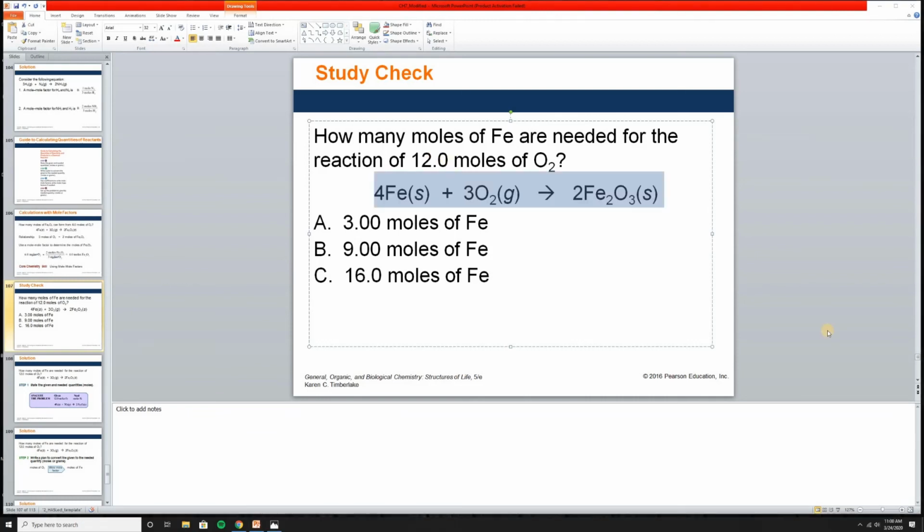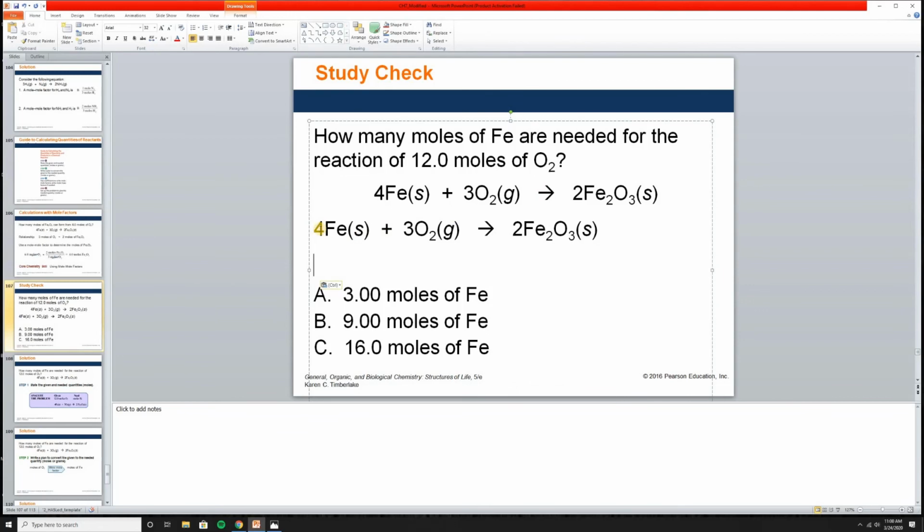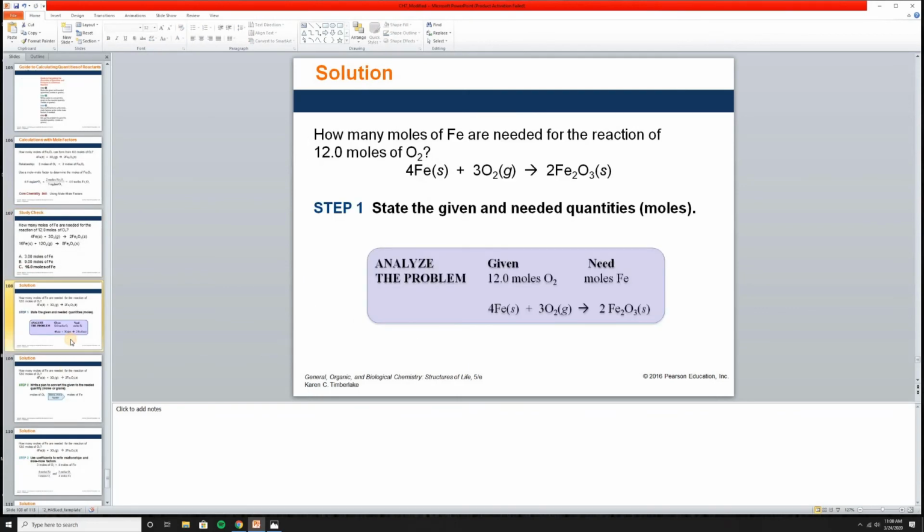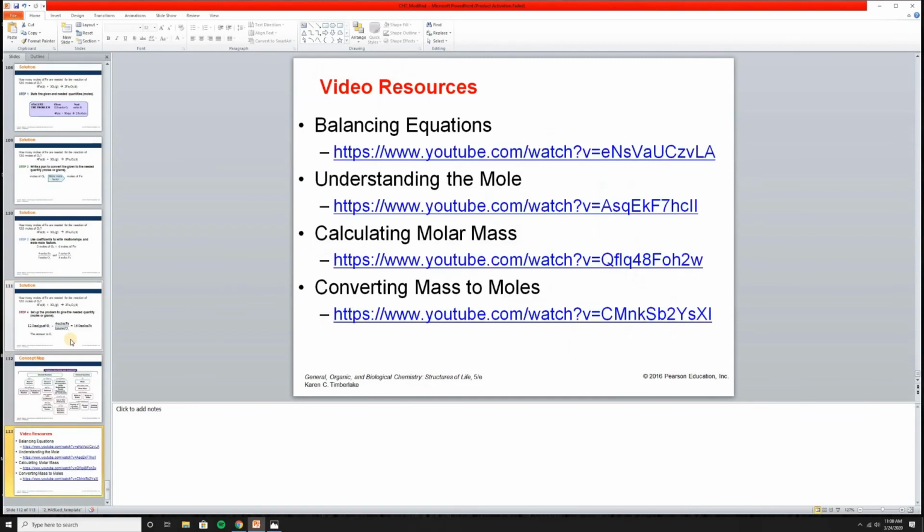All right, guys, I don't know why that cut out again, but anyway, this is the last problem we're doing. So how many moles of Fe are needed to react with 12 moles of O2? So 3 times 4 gives us our 12 moles of oxygen. So we're multiplying our entire equation by 4. So to do that, it would be 16 moles of Fe, 12 moles of O2, and 8 moles of Fe2O3. So our answer is going to be 16 moles of Fe. That's going to be our answer. Okay. So we did that. Good, and we're done.